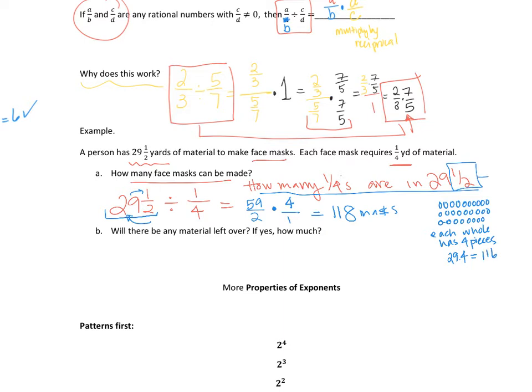But then I also have the half. So if I have just the half, I want to know how many 1/4 are in there. Well, that's breaking that again in half. So I have 2/4 in there. So I'm going to have 116 plus those 2. I'm going to have 118 fourths, which tells me I have 118 masks. And will there be any material left over? Nope. We used it all up.